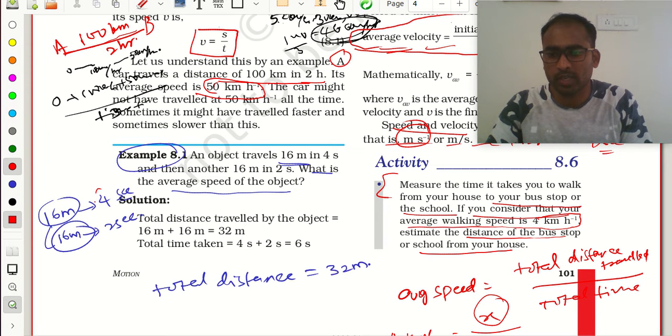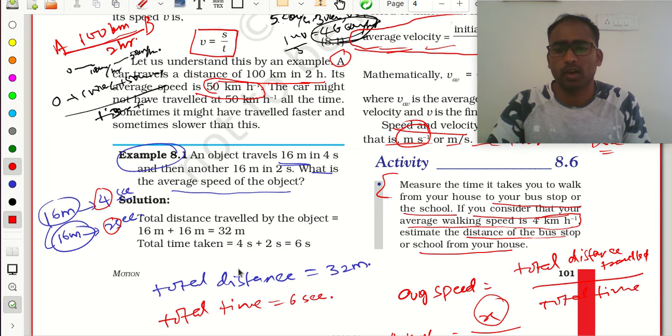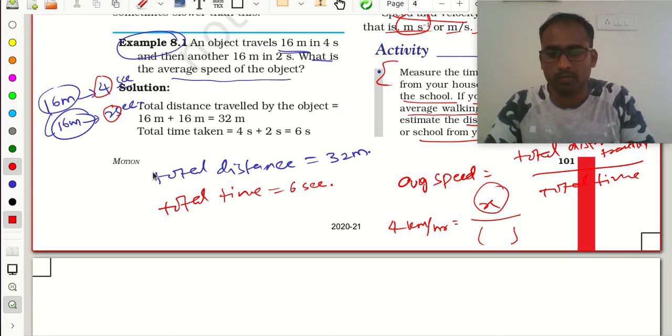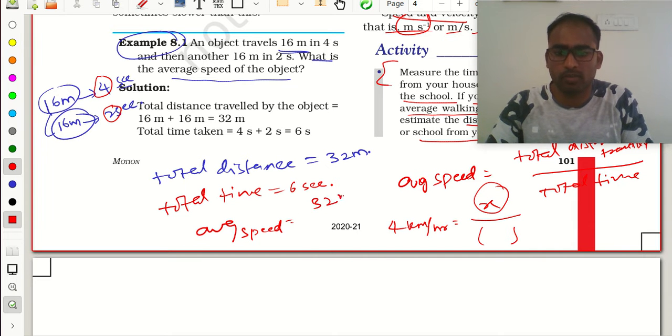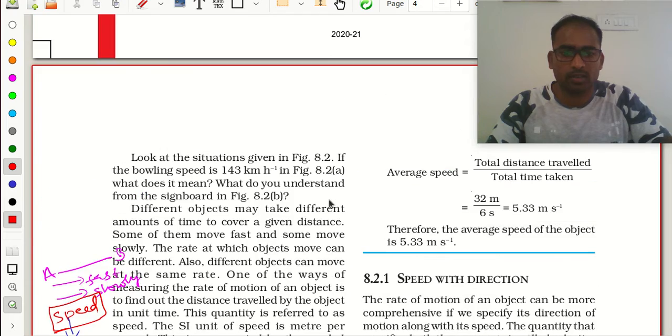Okay. Now what is the time taken? The total time taken is first 4 seconds, next is 2 seconds, so 6 seconds. Then what is the average speed? Average speed is equal to total distance traveled, 32 meter, divided by 6 seconds. So here 32 by 6 is our answer.